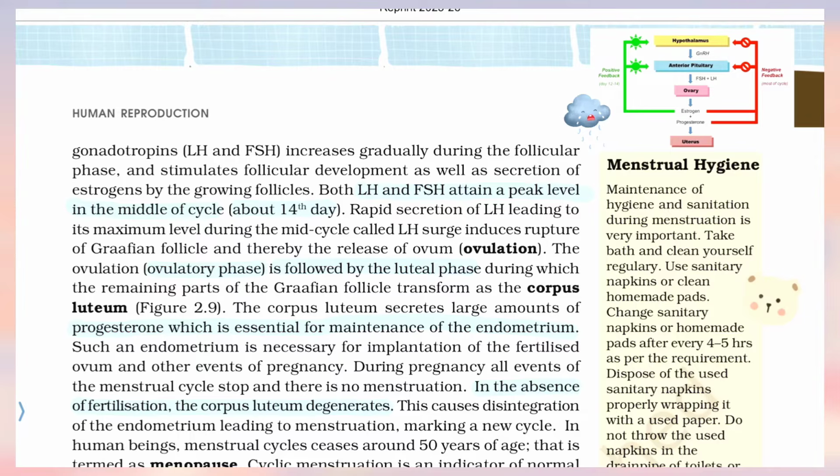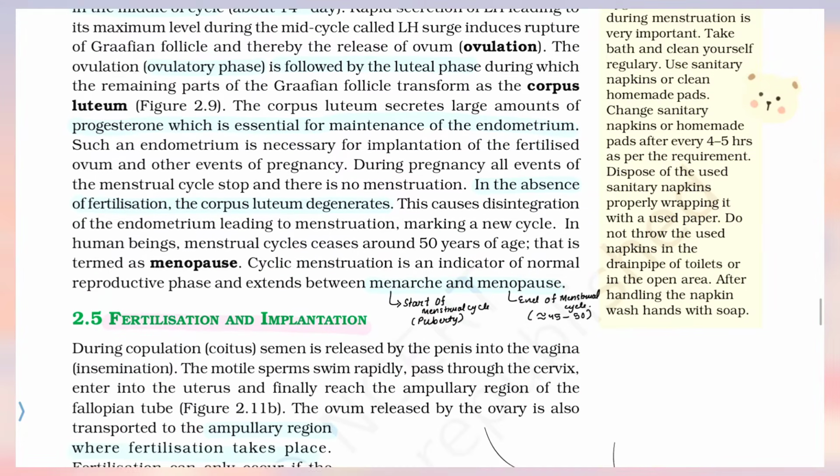Both LH and FSH attain a peak level in the middle of the cycle, about the 14th day. Rapid secretion of LH, leading to its maximum level during the mid-cycle, called the LH surge, induces rupture of the Graafian follicle and thereby the release of the ovum, ovulation. The ovulatory phase is followed by the luteal phase, during which the remaining part of the Graafian follicle transforms into the corpus luteum. The corpus luteum secretes a large amount of progesterone, which is essential for maintenance of the endometrium. Such an endometrium is necessary for implantation of the fertilized ovum and other events of pregnancy.